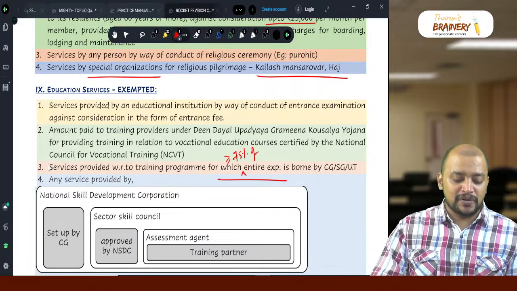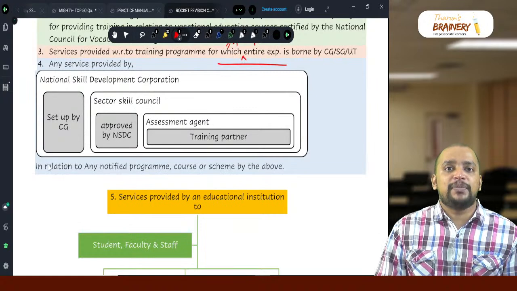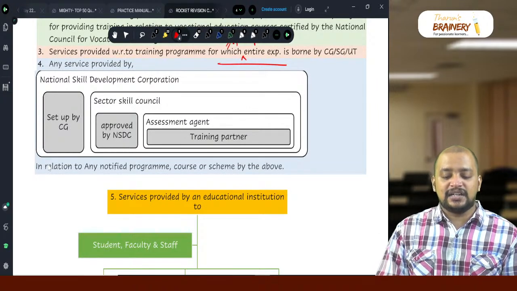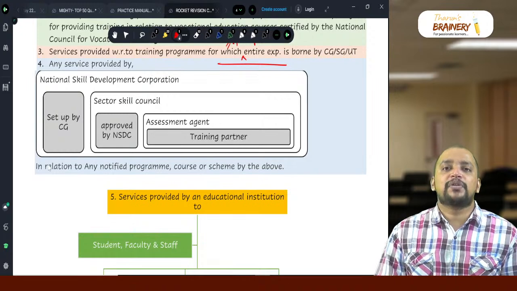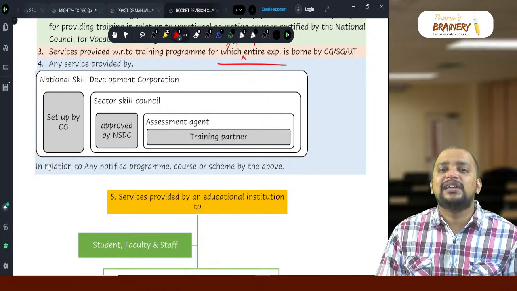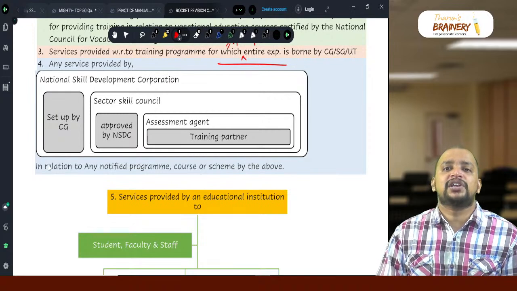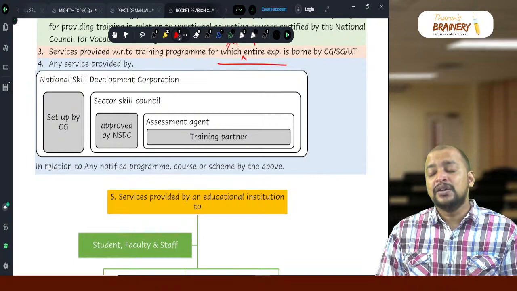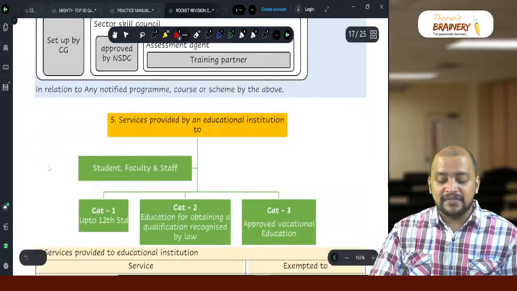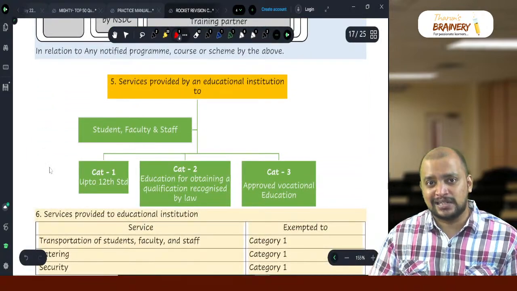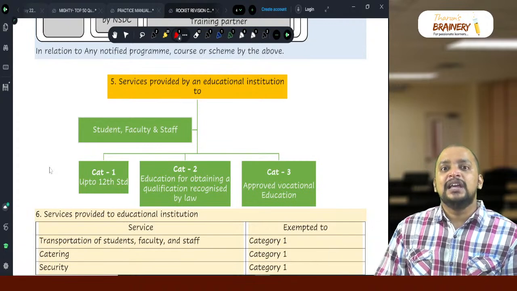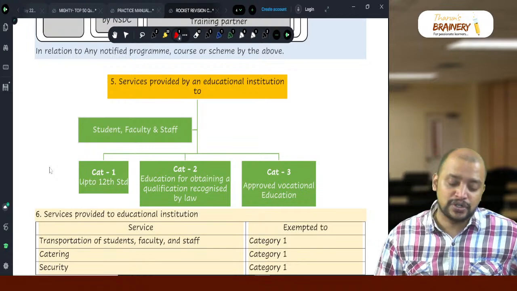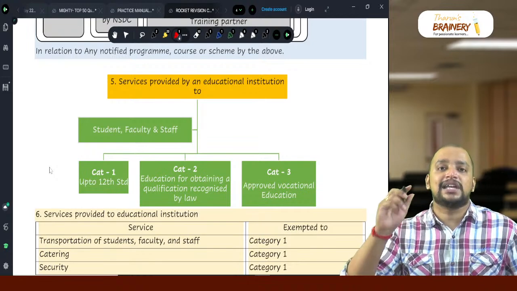Then any service provided by National Skill Development Corporation or Sector Skill Council or assessment agent or training partner. So these people providing any skill course like typewriting institutes, mobile repairing, animation, Tally, all these kind of courses run by the skill centers will be exempted. Then services provided by an education institution is always exempted. Any service provided by an education institution to its students, faculty and staff is exempted.